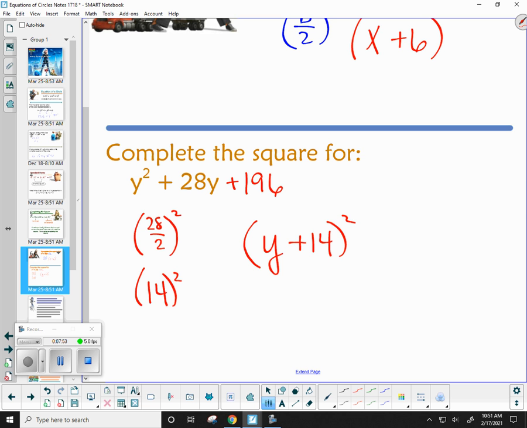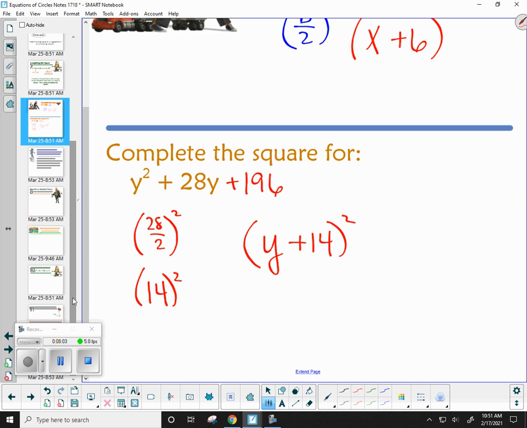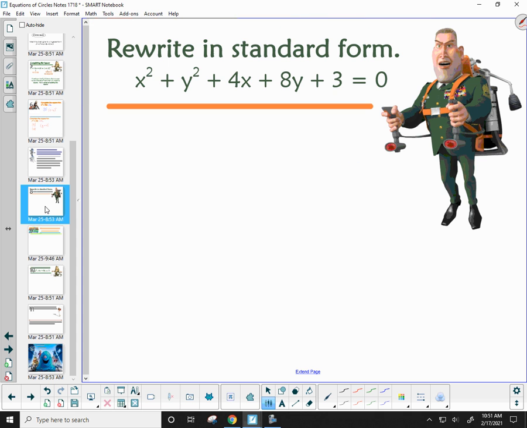Okay, so now we're going to kind of put this together. We're going to be completing the square twice. Once for our x terms, once for our y terms. Okay? I wrote out the steps for you, but I'm going to talk you through it all.